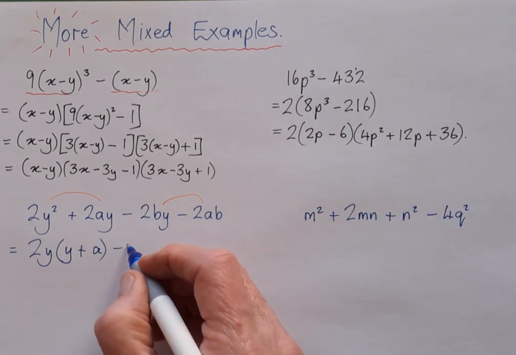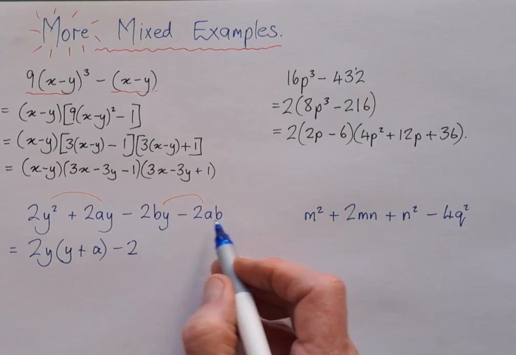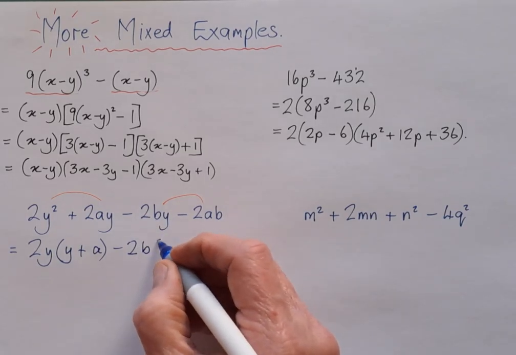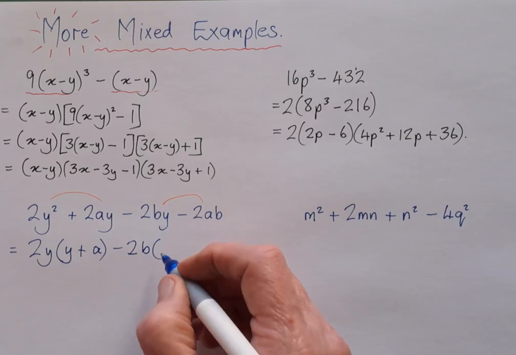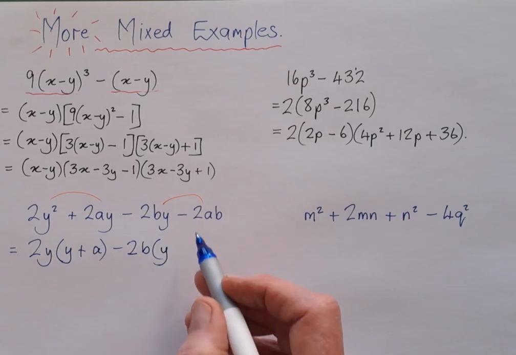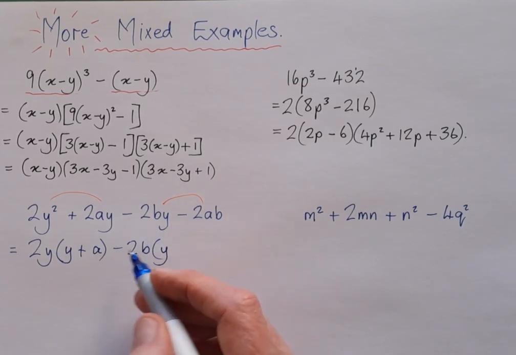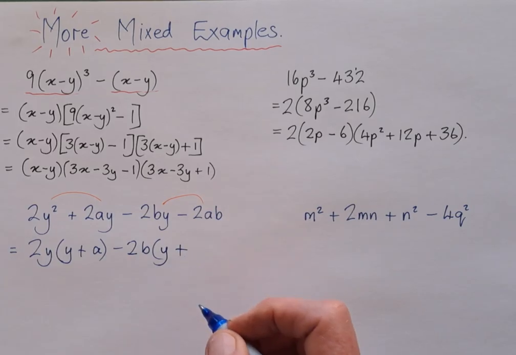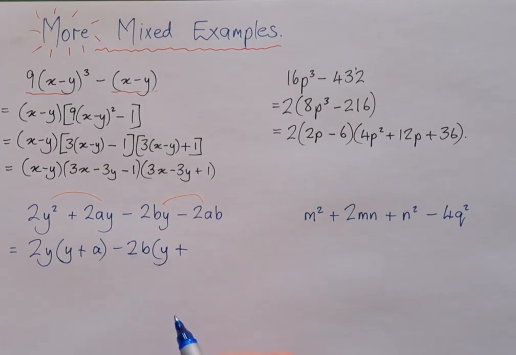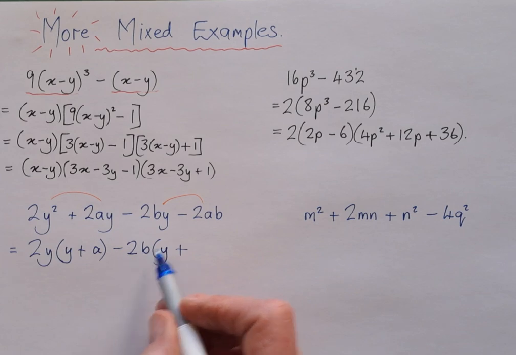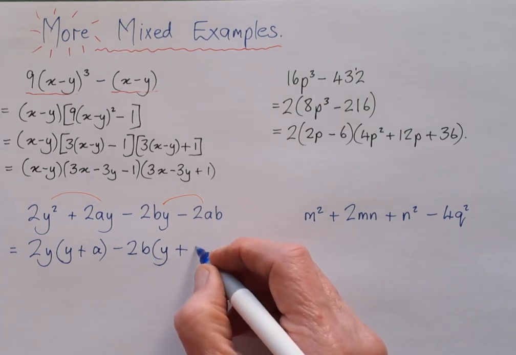I have a common factor of 2, and I have a common factor of b. So that divided by 2b will leave me with y. Remember, negative divided by negative is positive, or simply remember, if you take out a negative term, the signs in the brackets are going to change. And if I've taken out 2b, I'm left with a.